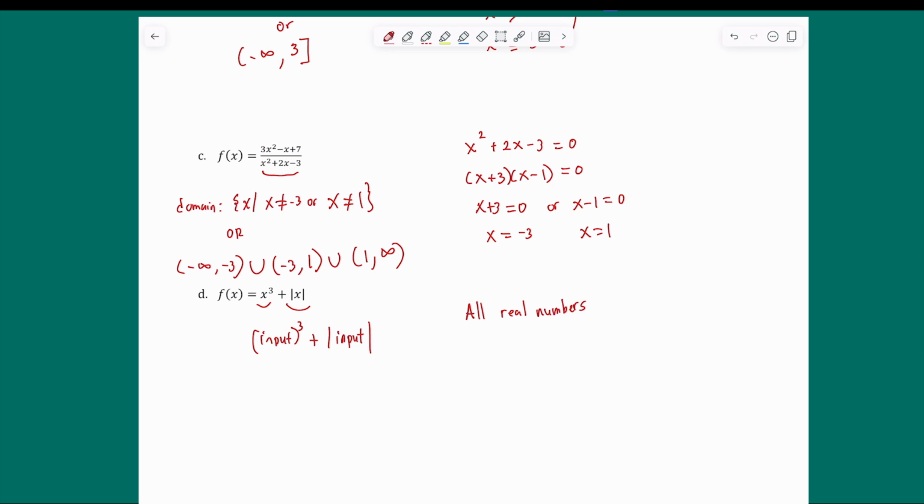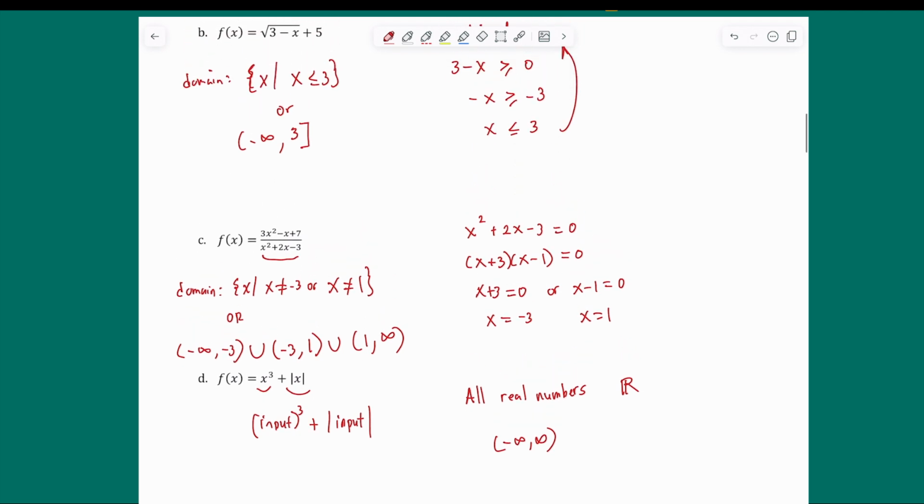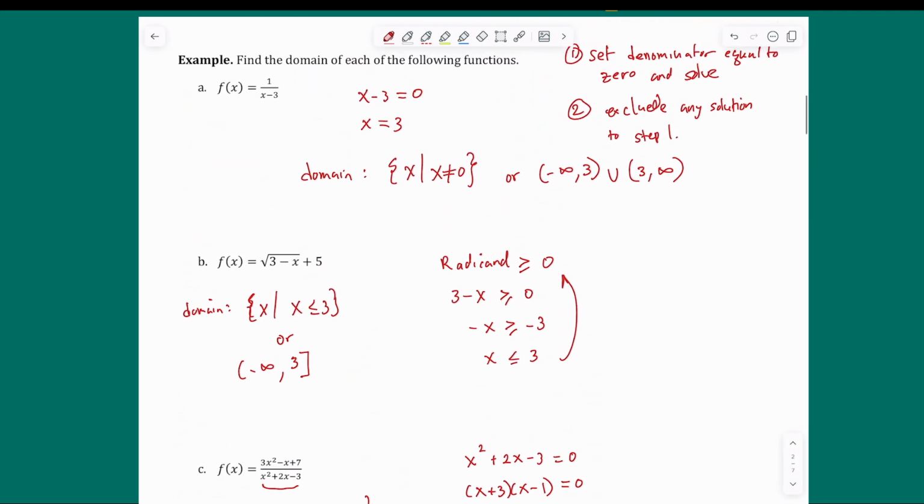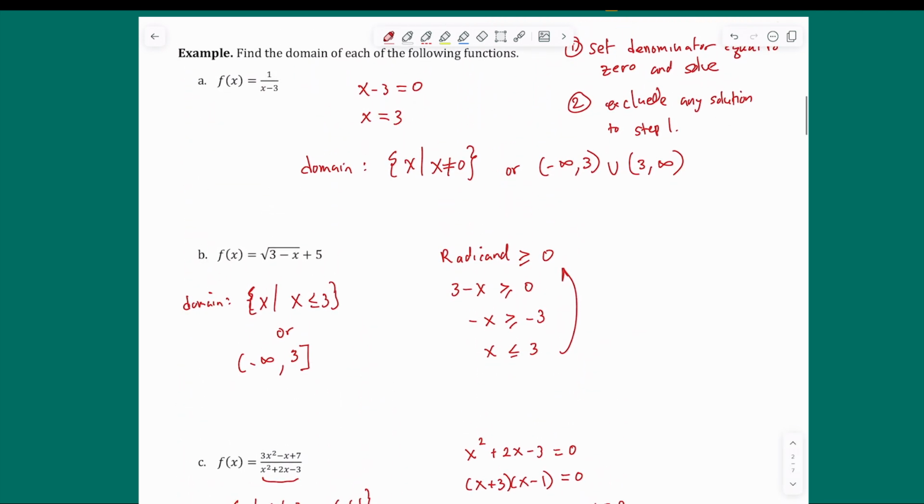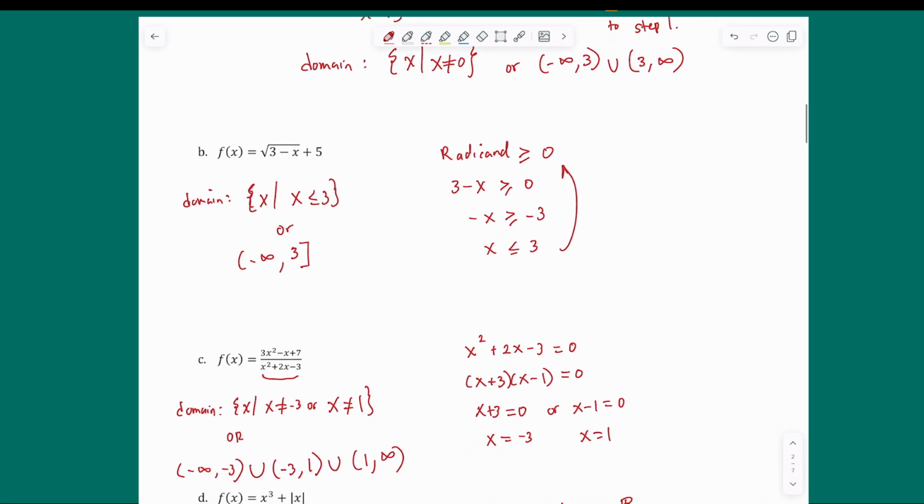In set builder notation, there's not really a way to write that. Some textbooks or authors might use a symbol to represent real numbers, like a boldface R. In interval notation, though, we could express that as negative infinity to positive infinity. Okay, so that's how you find the domain of a function when it's expressed as an equation or an expression.